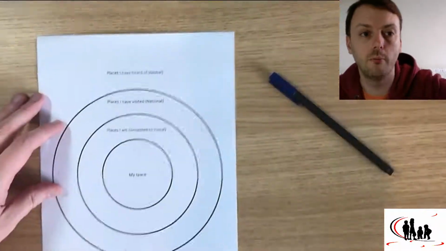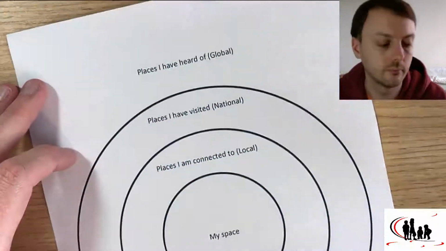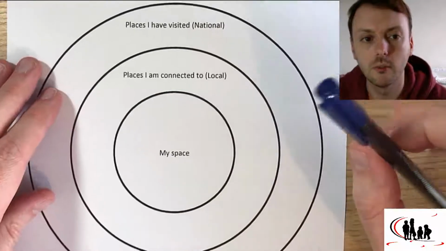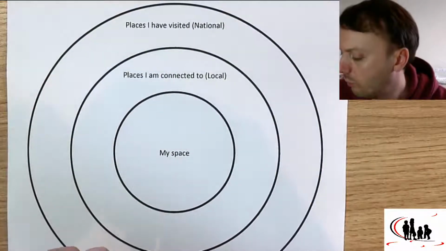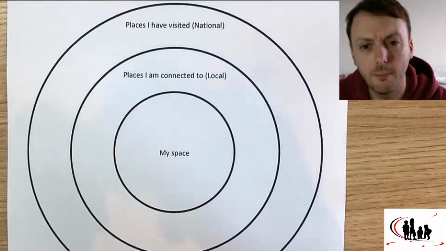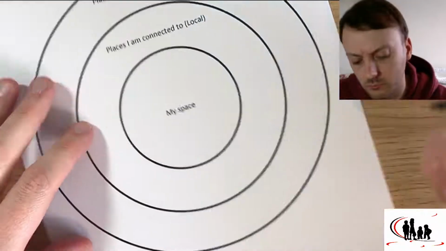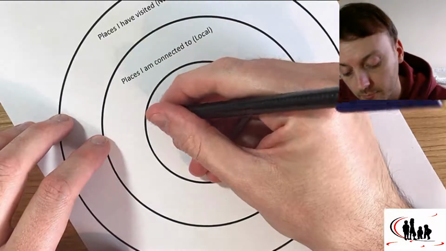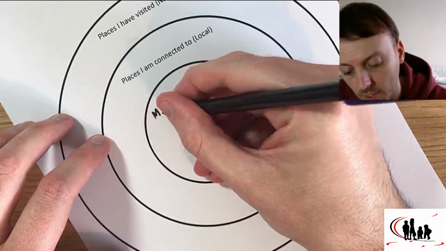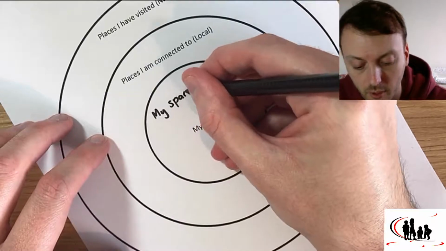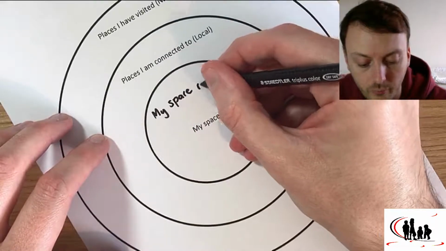So, let's zoom in. And I'm going to start with my space. What's around me? Well, there's the spare room, because that's what I'm in. It's actually not a spare room anymore. It's my daughter's bedroom.